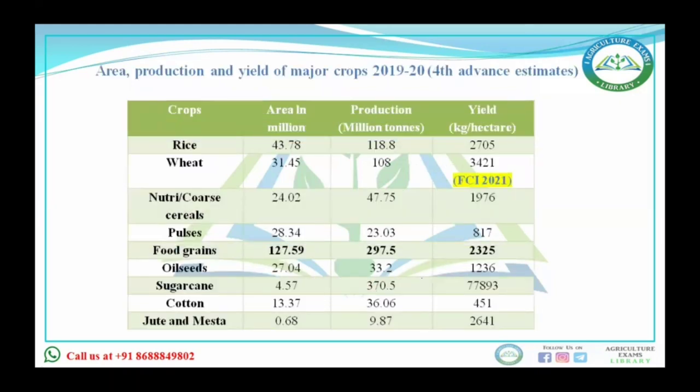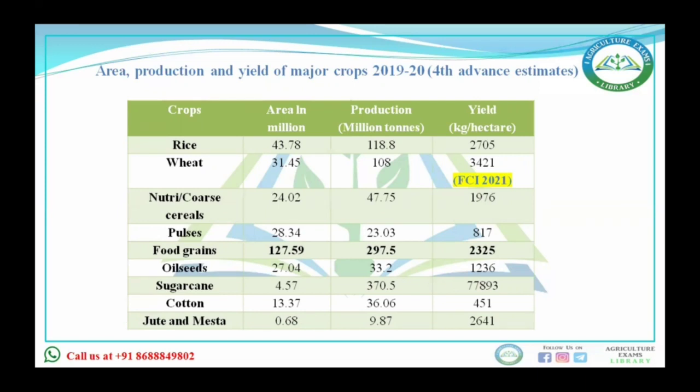Now, if you see the area, production, and yield of major crops of 2019-20, that is the advanced estimate, for rice, area under rice is 43.78 million hectare, production is 118.8 million ton, and yield, that is kg per hectare, 2705. For wheat, area is 31.45 million hectare, production is 108 million ton, and yield is 3421.